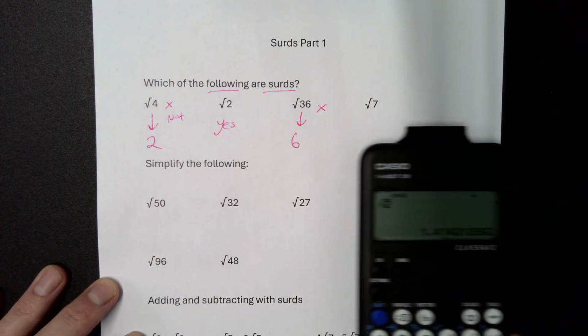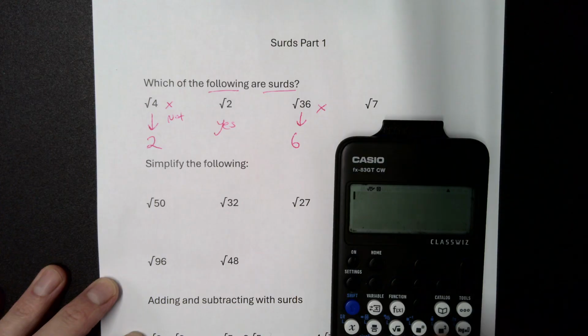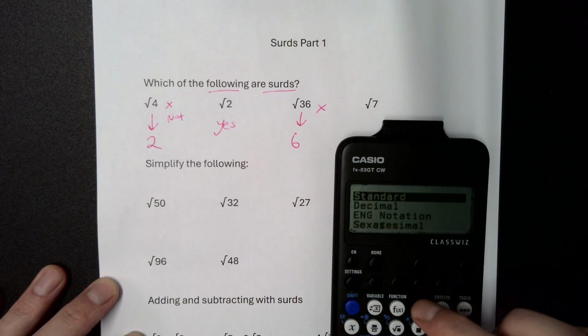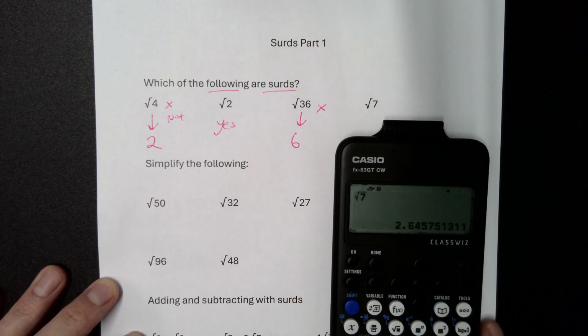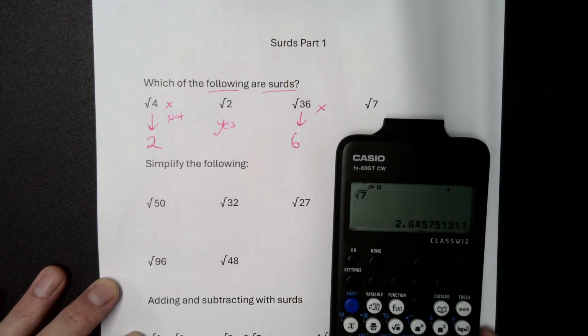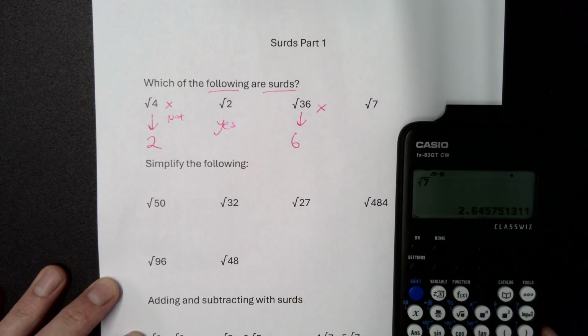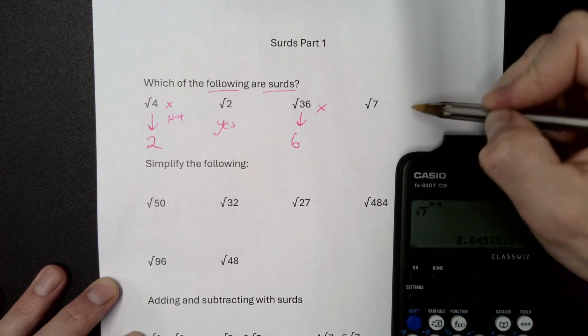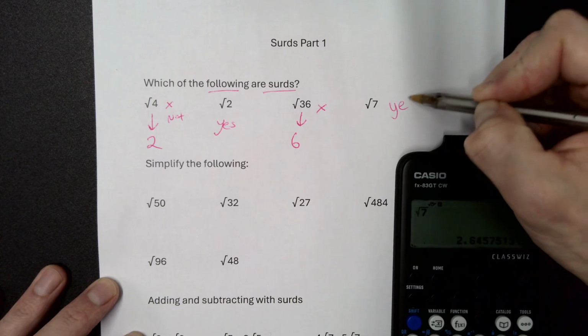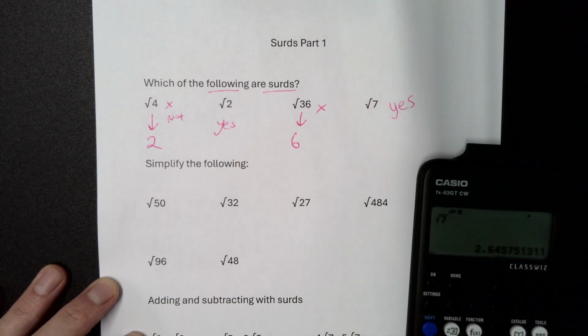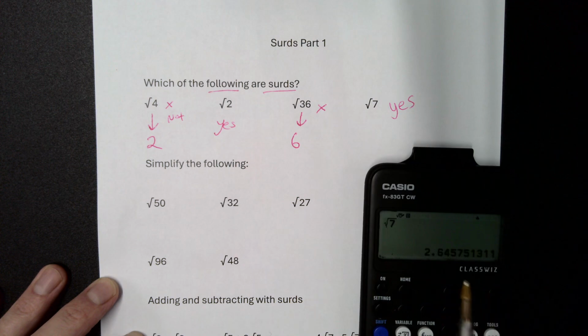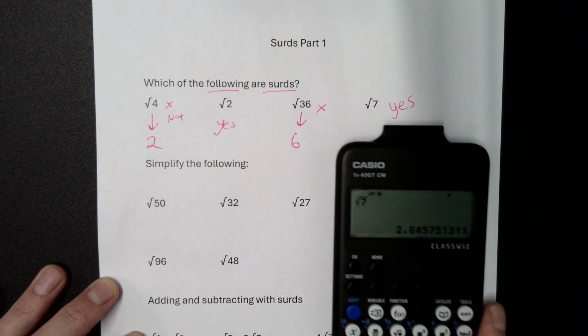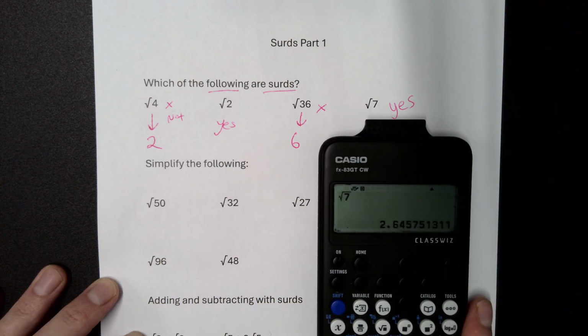Square root of 7, have a look. So the square root of 7 gives us 2.645, and it keeps going on. It keeps going, it's irrational, so we say the square root of 7 is a surd. And we leave it in square root form. It makes it more accurate than rounding this to a certain number of decimal places. So we see there what it is.